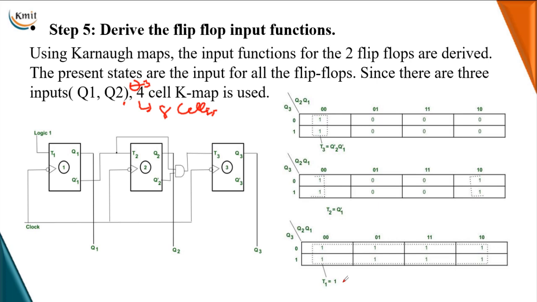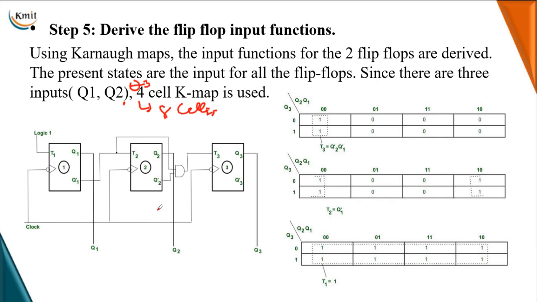The remaining expression is logical one. Hence, the least significant toggle flip-flop input is connected to logic 1. Next, the second flip-flop T2 is connected with the complement of the least significant flip-flop output, taken as your present state, and your T3 is equal to Q2 bar into Q1 bar.